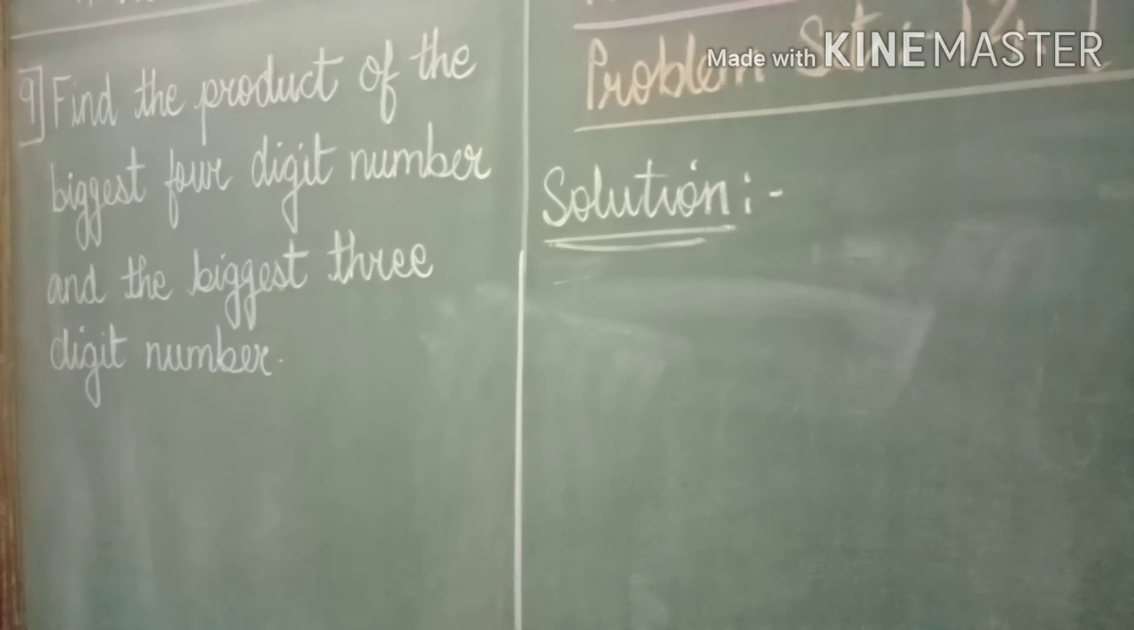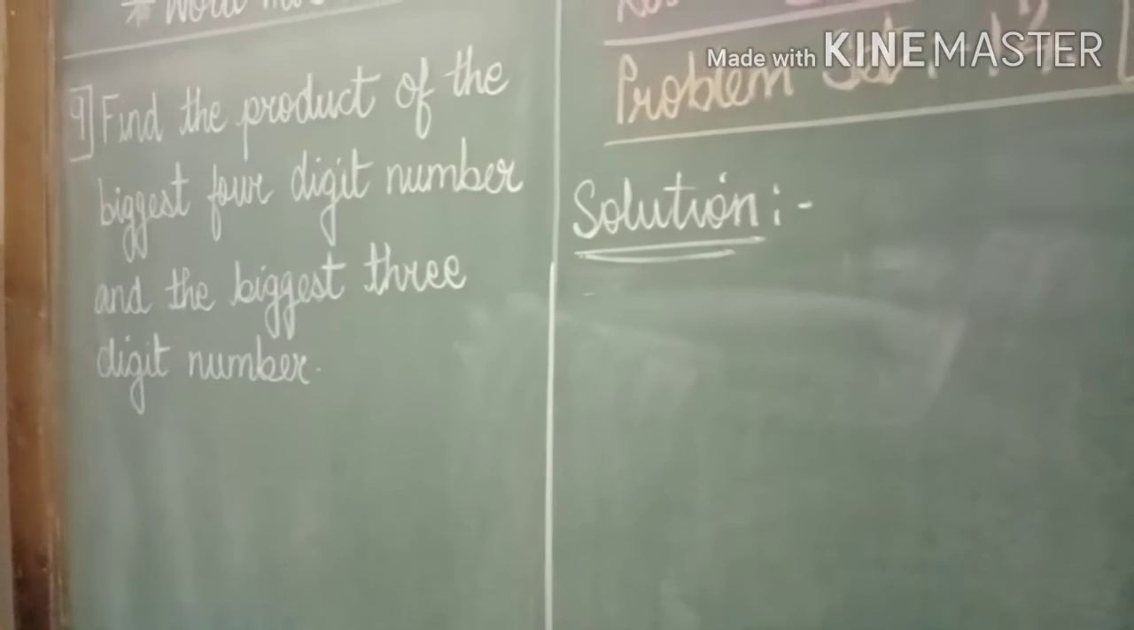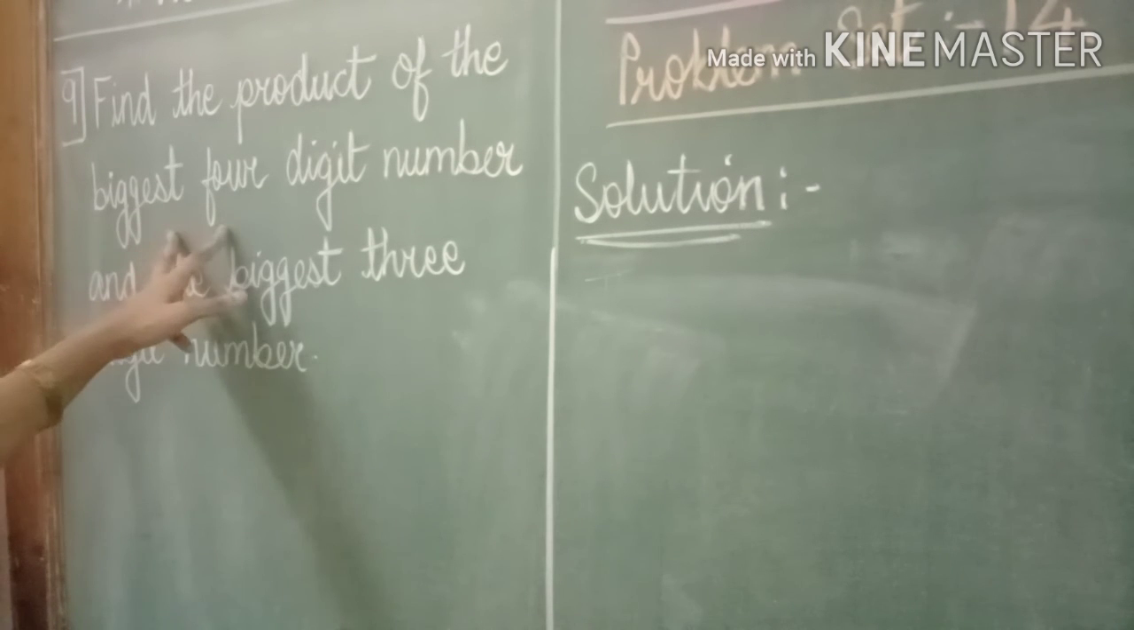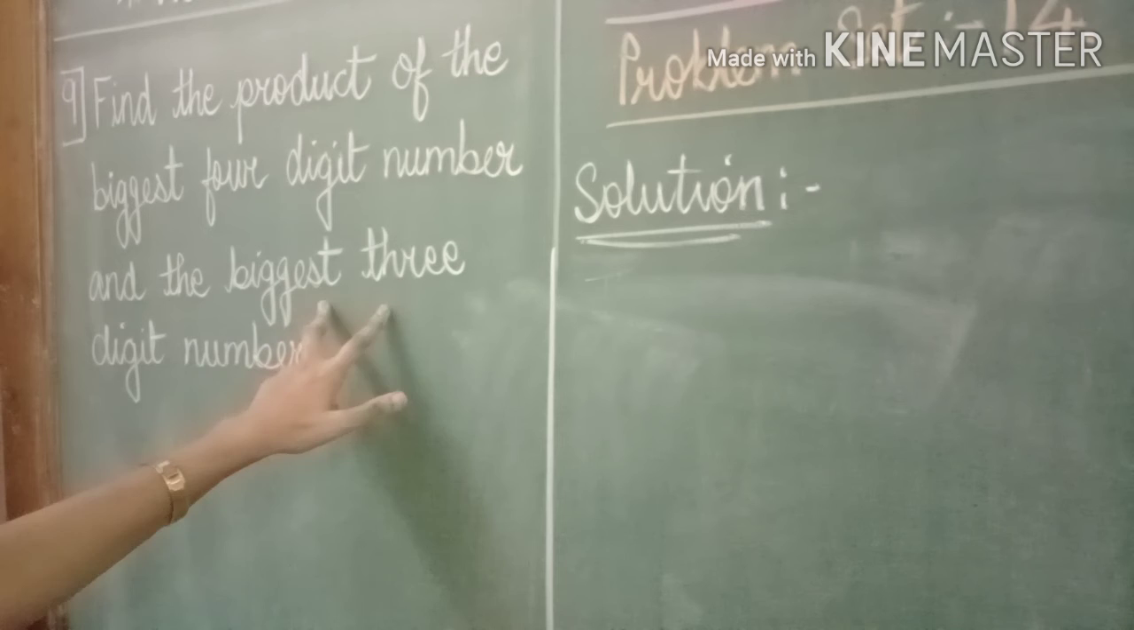Students, let's start with the word problem, the 9th solution. Find the product of the biggest 4-digit number and the biggest 3-digit number. They have not given the numbers over here. They have told us to find the product. Product means multiplication. The biggest 4-digit number and the biggest 3-digit number.